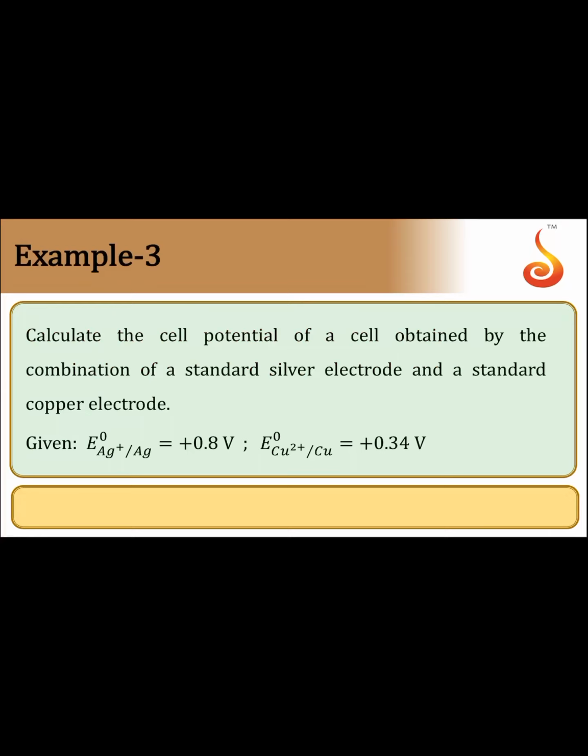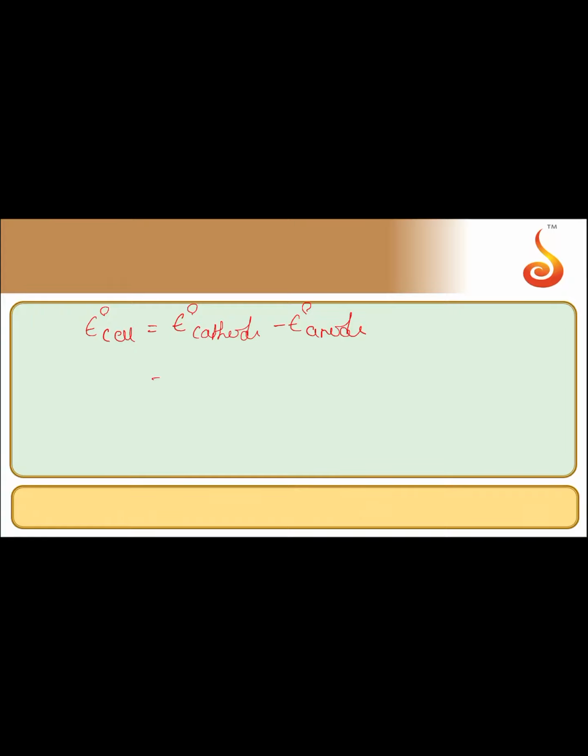Here in these two, 0.34 is a smaller value, so copper will act as anode. The electrode which is having less reduction potential value will act as anode, and silver is 0.8, it will act as cathode. The electrode which is having more reduction potential value will act as cathode. So cathode is silver, anode is copper.